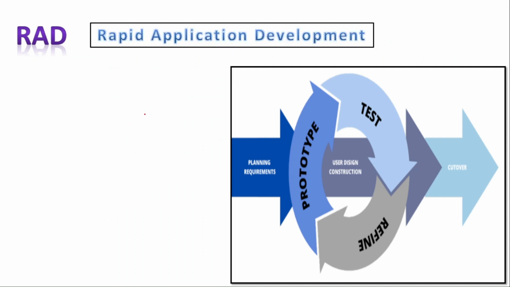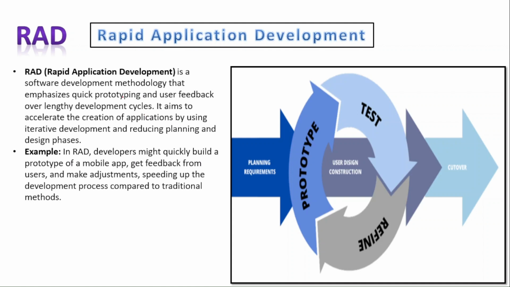RAD, that is Rapid Application Development. So RAD, or Rapid Application Development, is a software development methodology that emphasizes quick prototyping and user feedback over lengthy development cycles. It aims to accelerate the creation of applications by using iterative development and reducing planning and design phases. Example, in RAD, developers might quickly build a prototype of a mobile application, get feedback from users, and make adjustments, speeding up the development process compared to traditional methods.